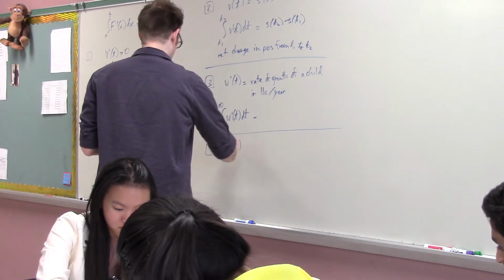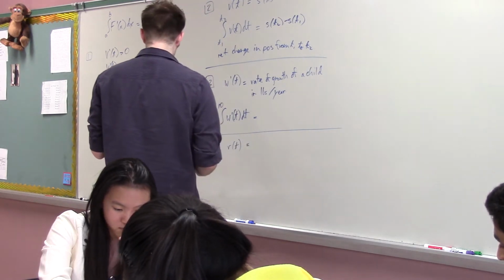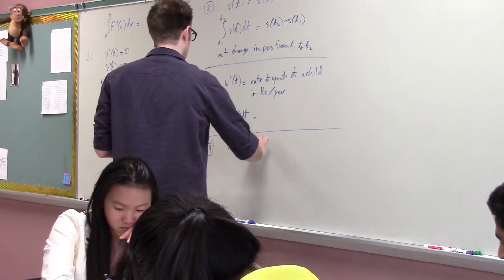So R of T this time represents the rate at which oil leaks from a tank.